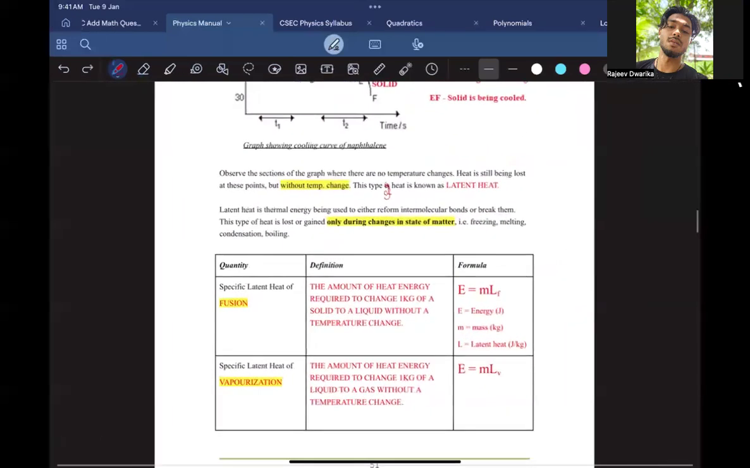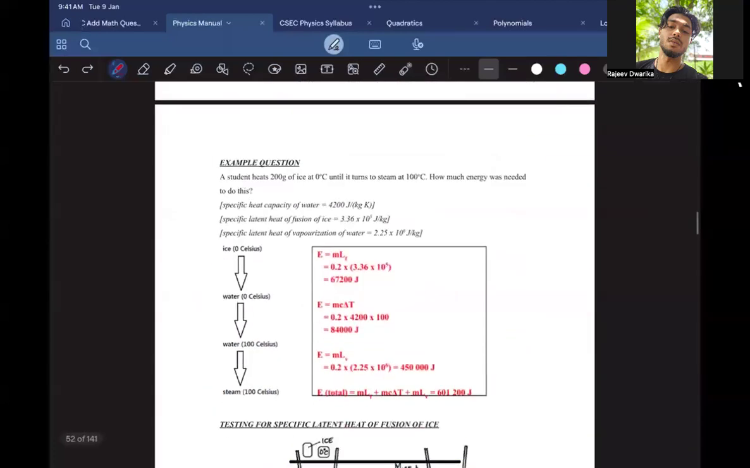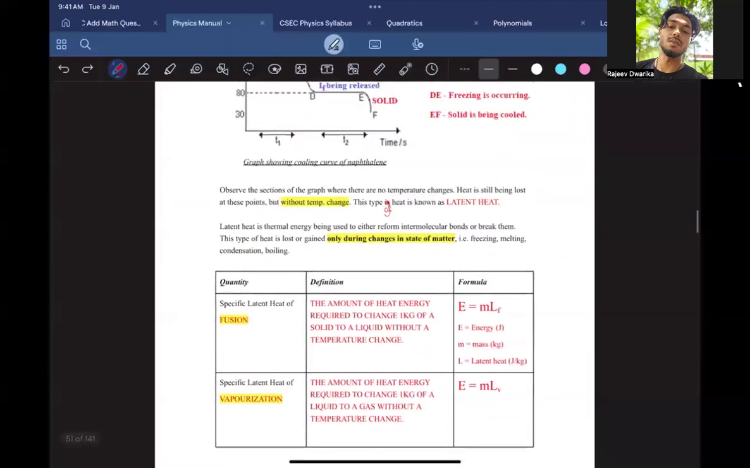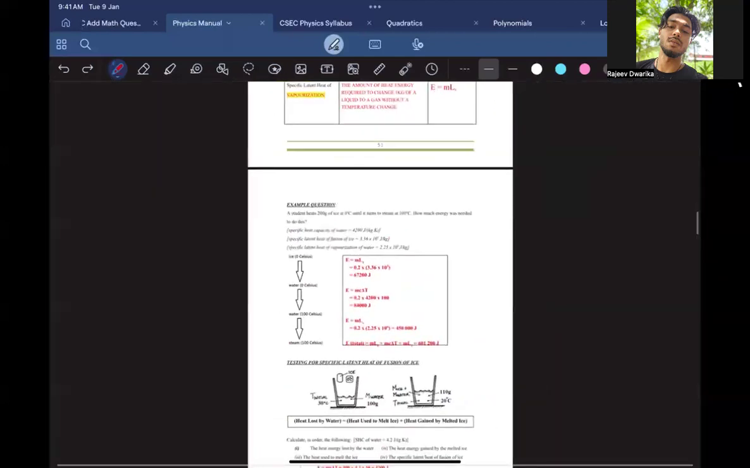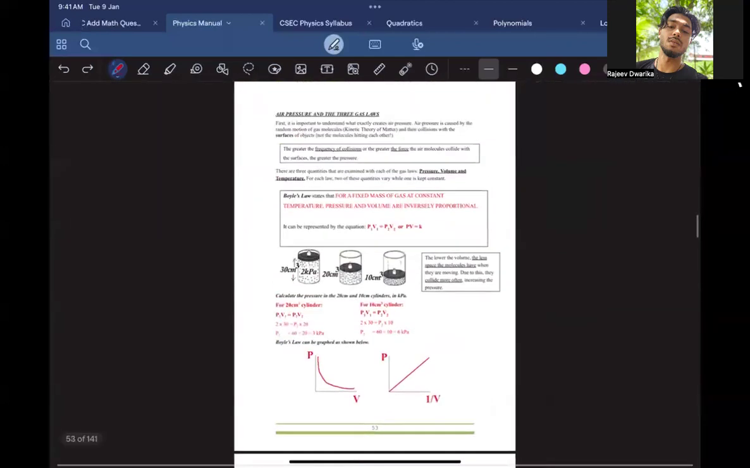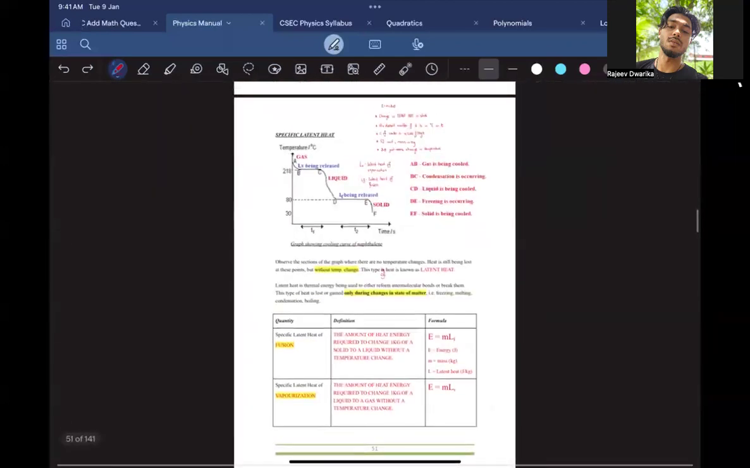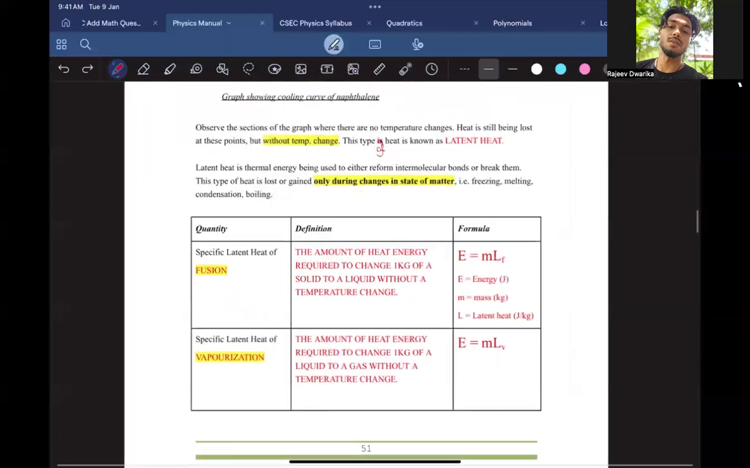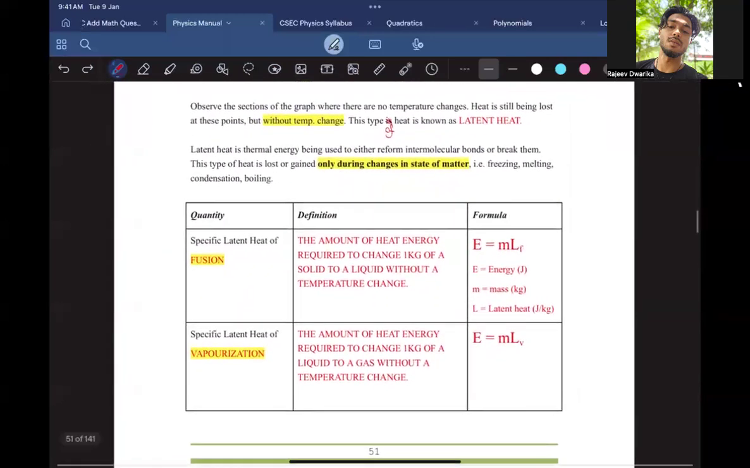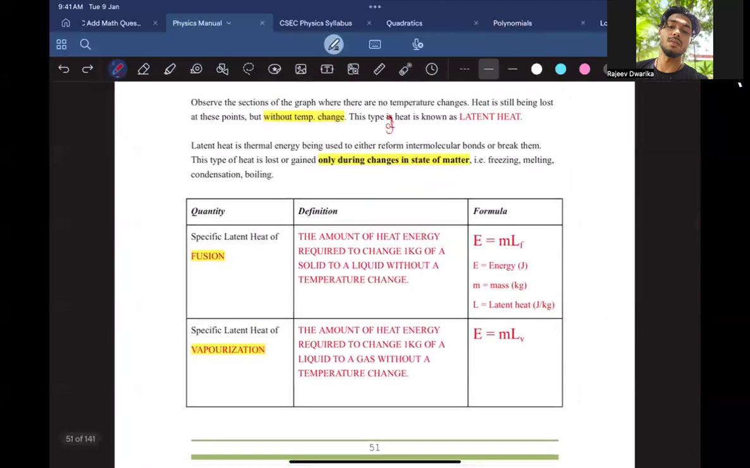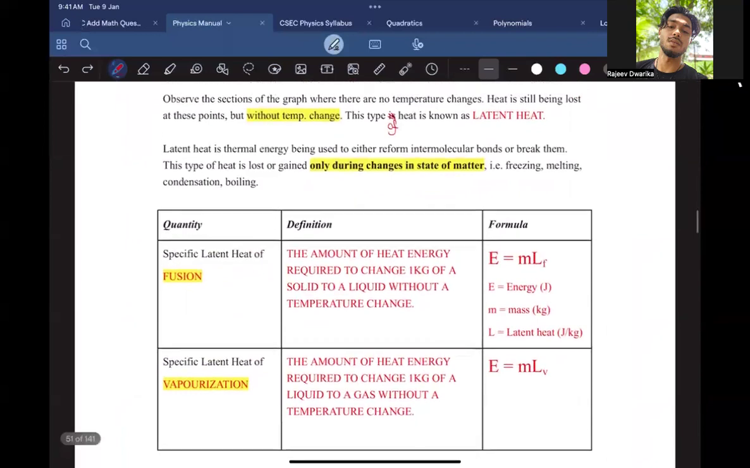Copy this down one time. You've got to copy this whole thing down, and then we do a question. This basically wraps it up for thermodynamics. Woohoo! So copy that whole thing down. When you've copied that whole thing down, we go into the questions.